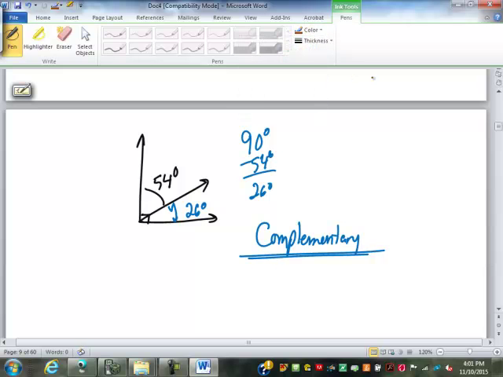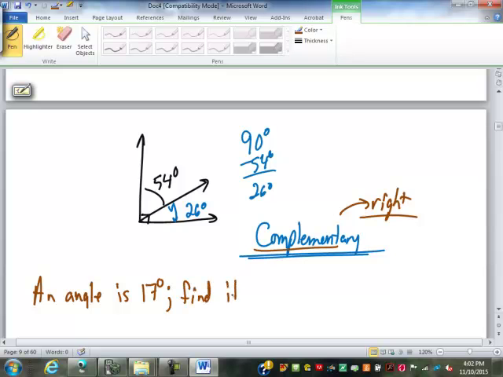Now, if you're anything like me, I always struggled. I knew the words supplementary and complementary, and I knew one was 90 degrees and one was 180 degrees. But trying to remember which one was which was a chore for me. The way I remember it is you get complements when you are right. So complementary angles add up to a right angle. So let's say an angle is 17 degrees. Find its complement. That's 36, by the way. What's that? This should be 36? Oh, sorry. 36. Thank you.